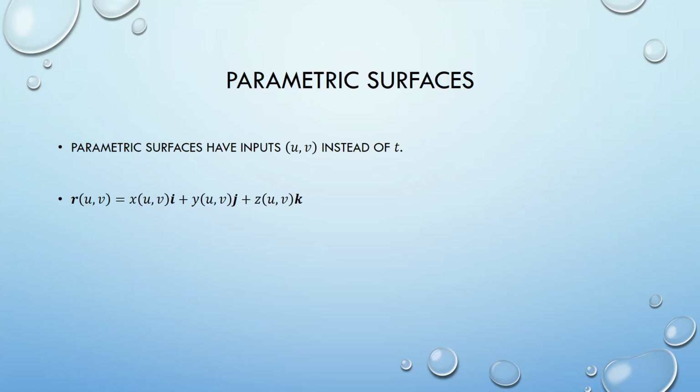So here's how you define a parametric curve, or parametric surface, I mean. So you have x, y, and z components, but they all have two inputs.